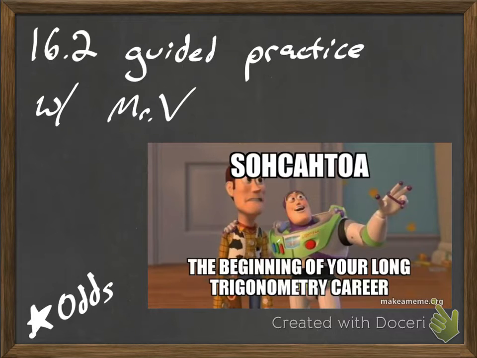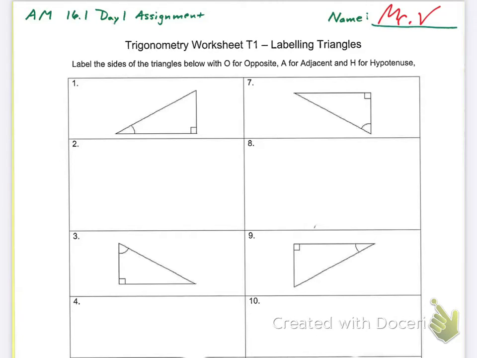This is the 16.2 guided practice. We just started SOHCAHTOA, and I'm going to be doing the odds. All right, so all we need to do for these first ones are label the O for opposite, A for adjacent, and H for hypotenuse.